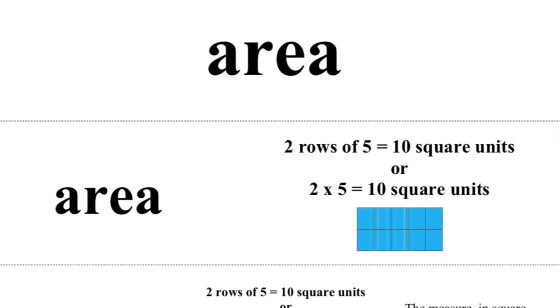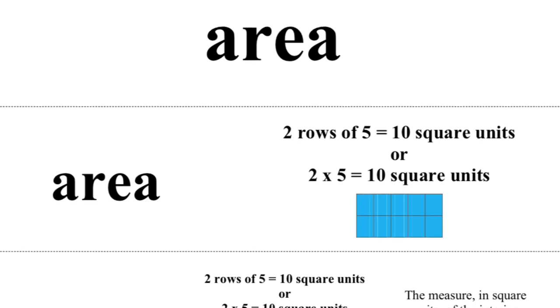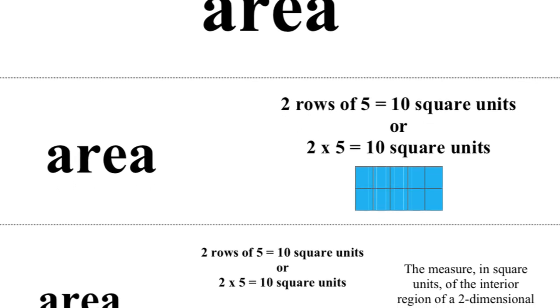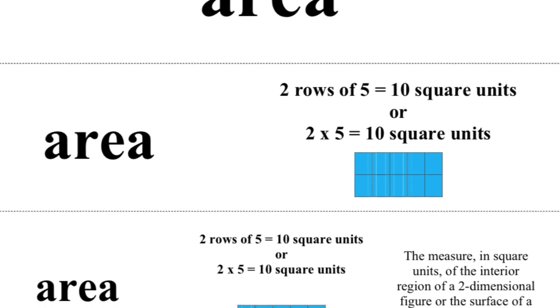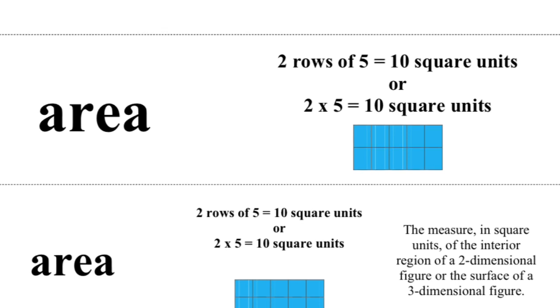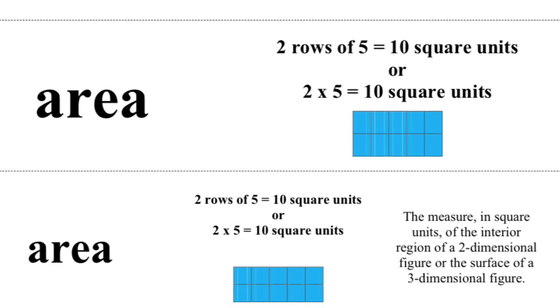Area is how much space a two-dimensional shape takes. The best way to describe area is how much carpet a floor might need, or how much paint a wall would take. They're measured in square units, like square feet, square inches, stuff like that.